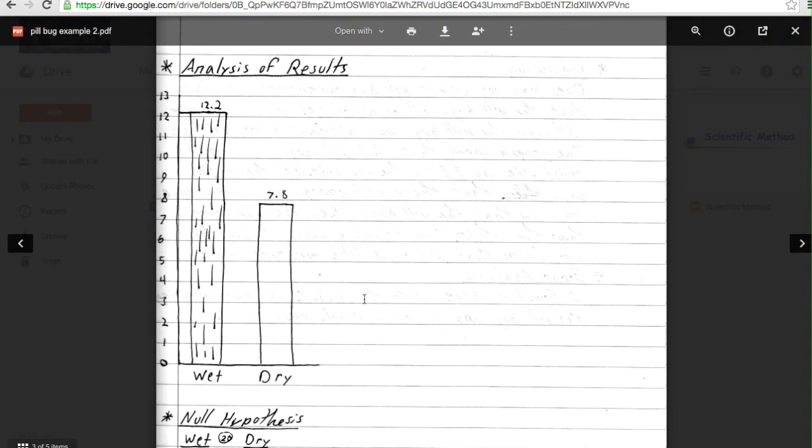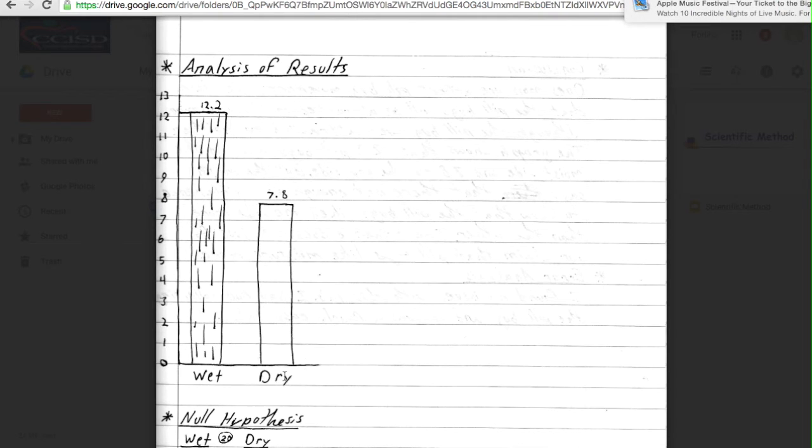You should probably now be working on analysis of results and conclusion. Analysis of results is where you draw a graph. This student's graph is a bar graph. The graph that I assigned you this week is a line graph. The sheet that I handed out to you describes what I want on the x-axis as well as what I want on the y-axis.